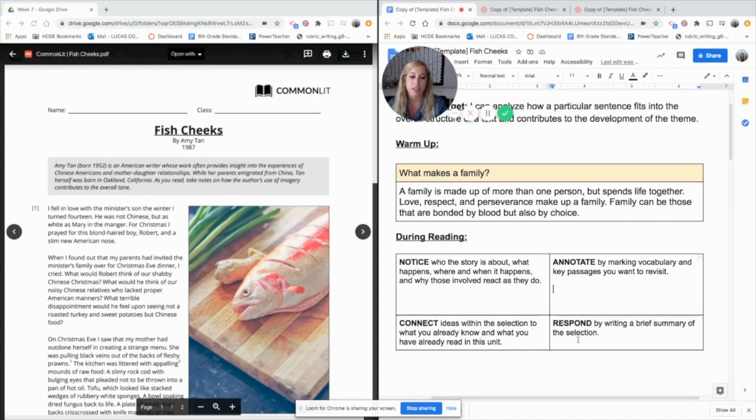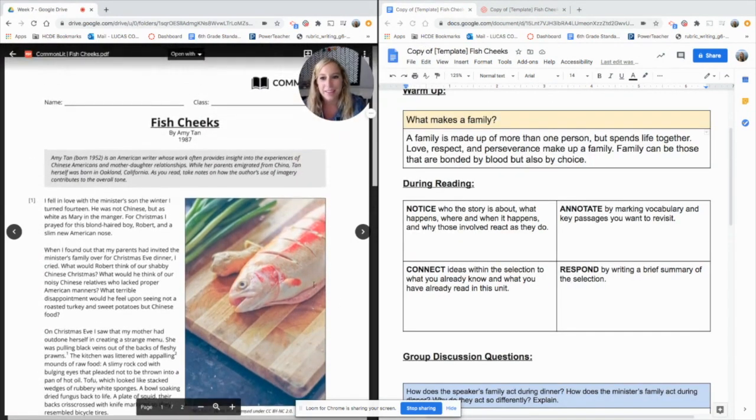And the next one is respond by writing a brief summary of the selection. So once again, you're writing a quick summary of the text that you have read today. So the first two, notice and annotate, are really going to take place as you're reading, and then connect and respond are going to take place after you read. So let's go ahead and get started.